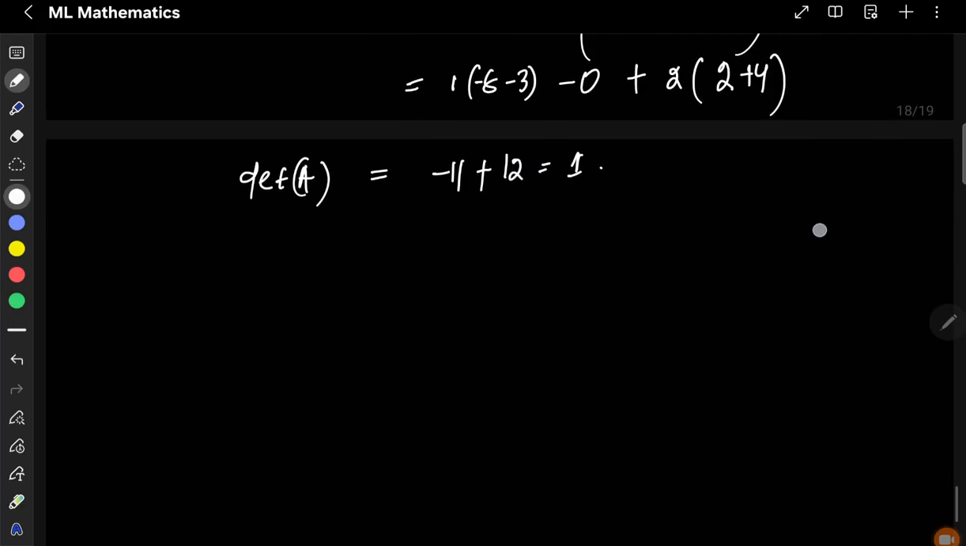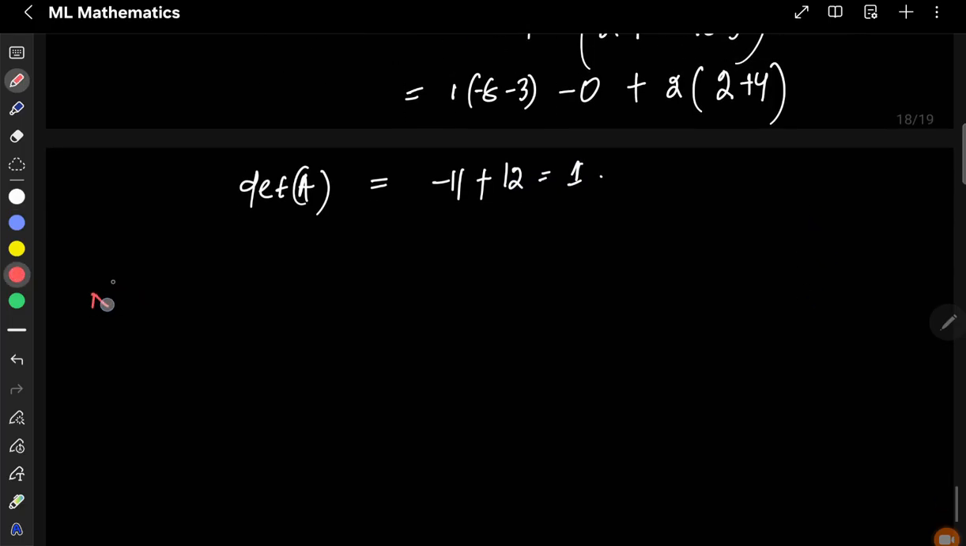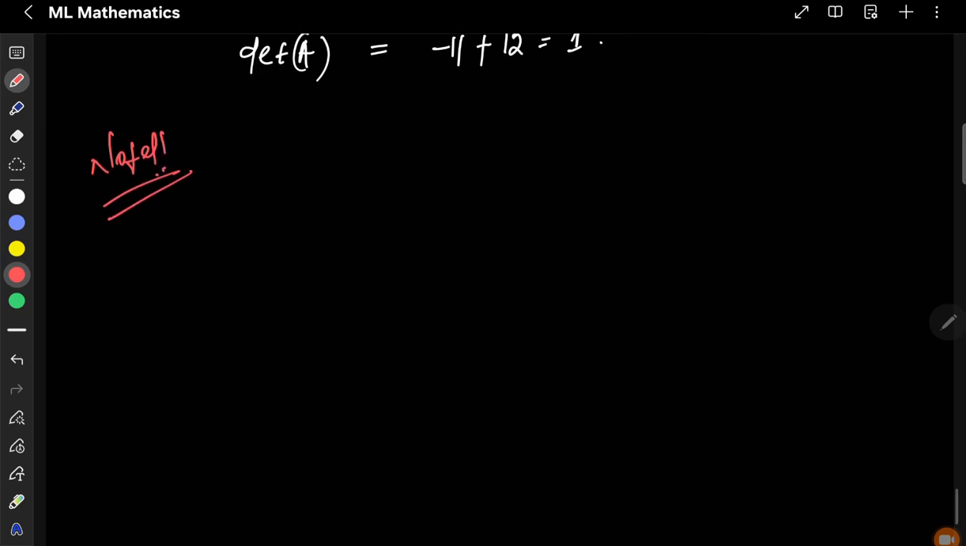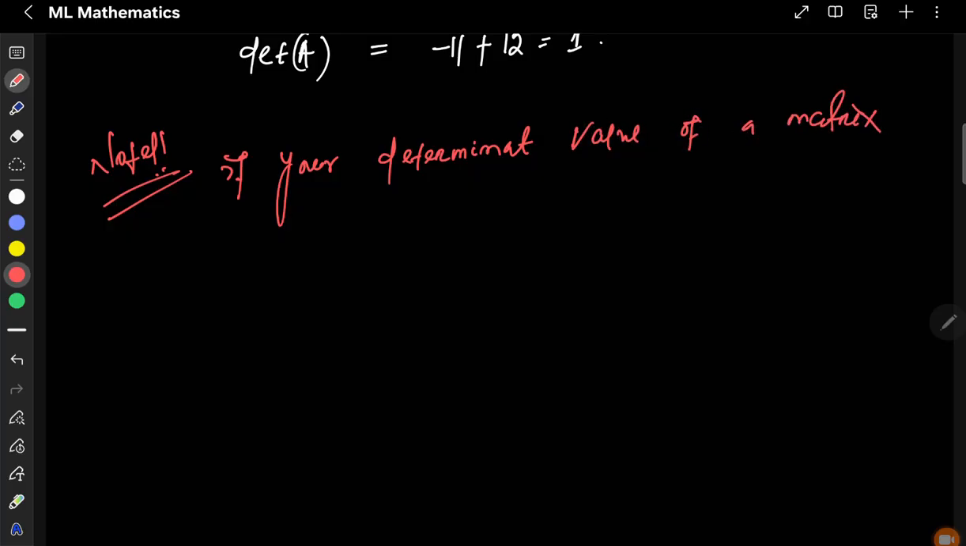Always remember, this is a note: your determinant should not be 0. If the determinant value of a matrix is equal to 0, that means determinant of A is equal to 0, which implies A inverse is not possible.